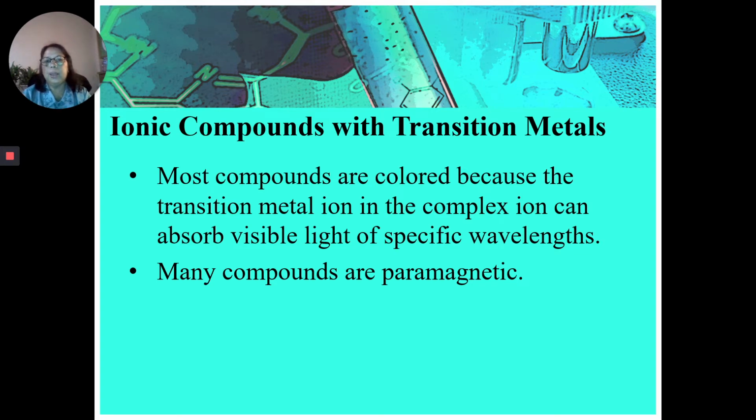With these characteristics, being a compound or an ion that absorbs light, it is also called paramagnetic. It absorbs a certain amount, or attracts a certain amount, of light within a specific wavelength.